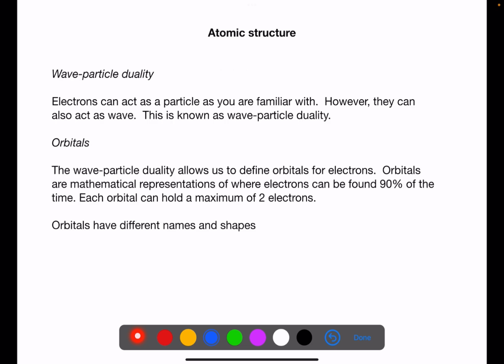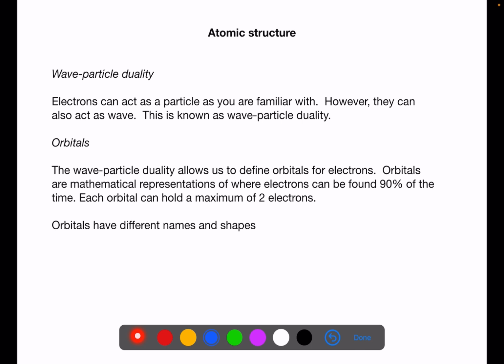First of all, we'll look at some reasons behind why we can do this. The first reason is wave-particle duality. Electrons can act as the particle that you're familiar with, however they can also act as a wave. This is known as wave-particle duality. Because of this, it allows us to define orbitals for the electrons. These are mathematical representations called wave functions, and they tell us where electrons can be found 90% of the time. Each orbital can hold a maximum of 2 electrons. Previously you'd worked on the 2-8-8 rule, and again this isn't incorrect, but we can make it more correct.